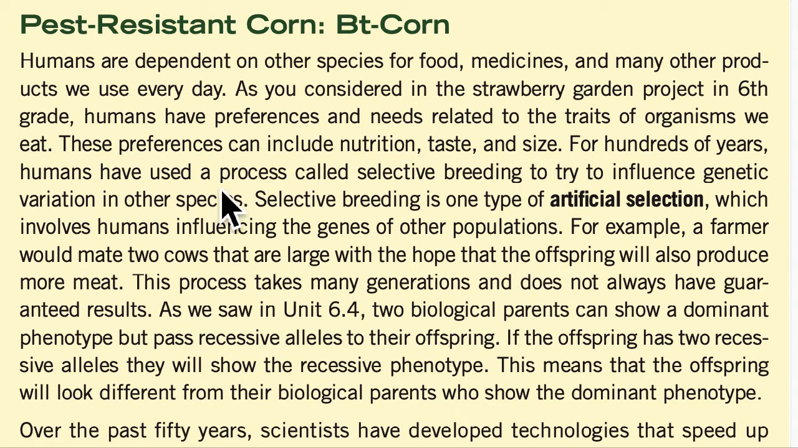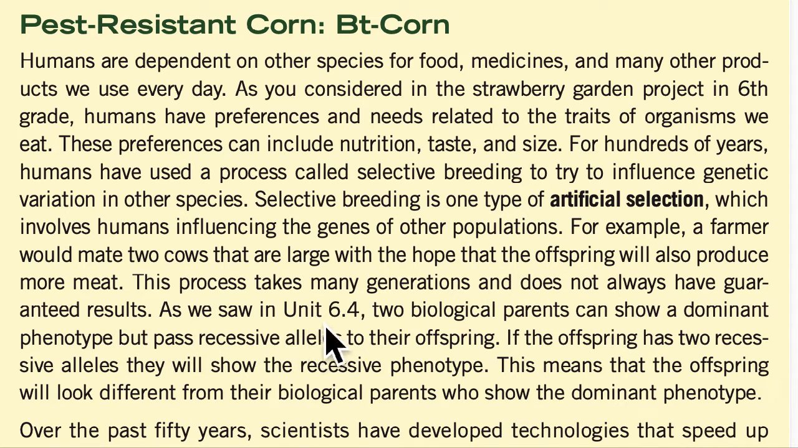For hundreds of years, humans have used a process called selective breeding to try to influence genetic variation in other species. Selective breeding is one type of artificial selection, which involves humans influencing the genes of other populations. For example, a farmer would mate two cows that are large with hopes that the offspring will also produce more meat. This process takes many generations and does not always have guaranteed results.